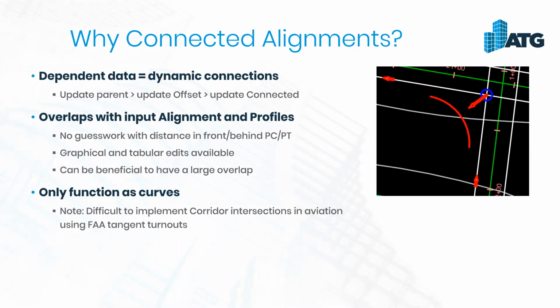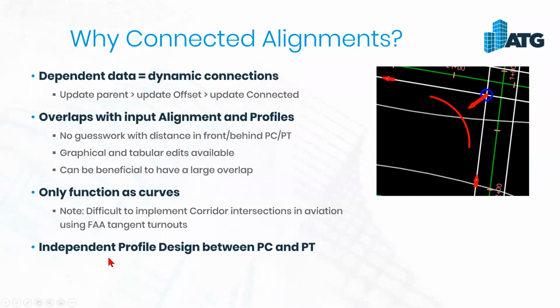So that's part of why the connected alignment, or at least from the best I can tell, functions as a curve, because when you have curves, your corridors have a much easier time resolving those bow ties where your target extensions overlap. And the last part, we've talked about how cool it is that these can overlap with our alignments as we're transferring ourselves from one to another. But in this area where we're not connected, where we're not overlapping, we do get independent profile design between our point of curvature and our point of tangency.